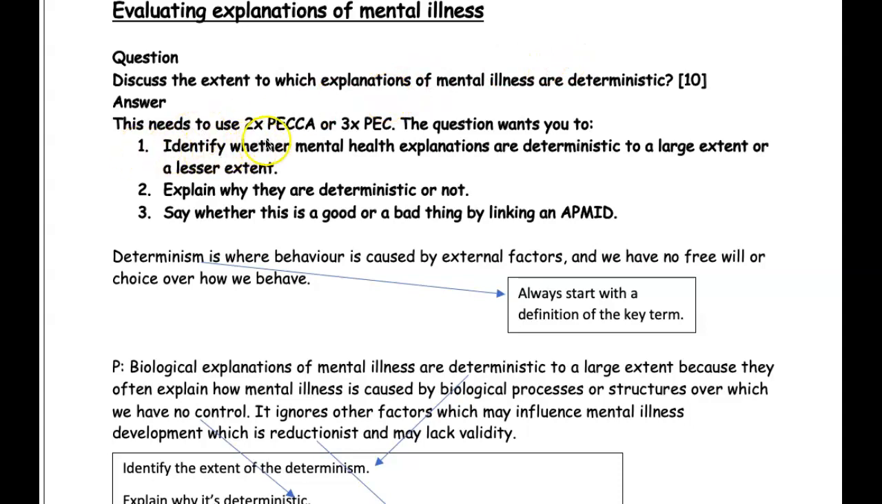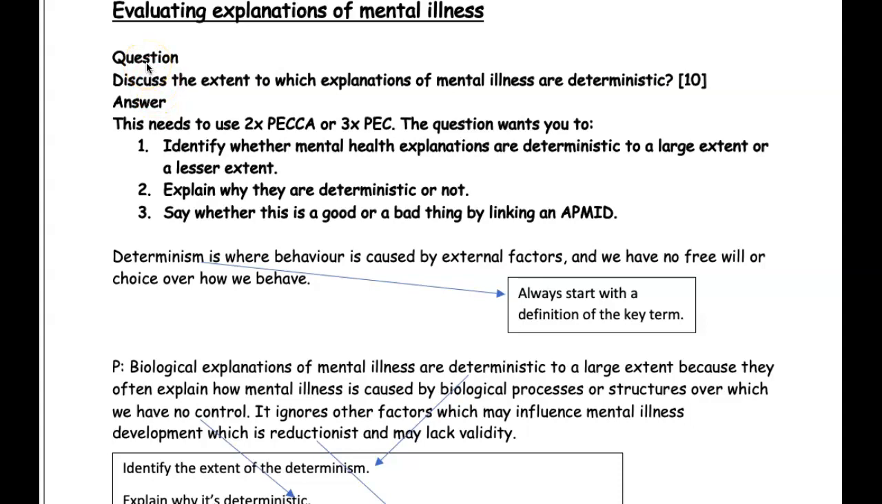Okay, so the way we approach this, you could get away with two pecks here if it's a 10 marker? Maybe. Well, definitely three pecks. Okay, so this is about determinism. So let's just break this down then. Discuss, if you remember, means to evaluate.